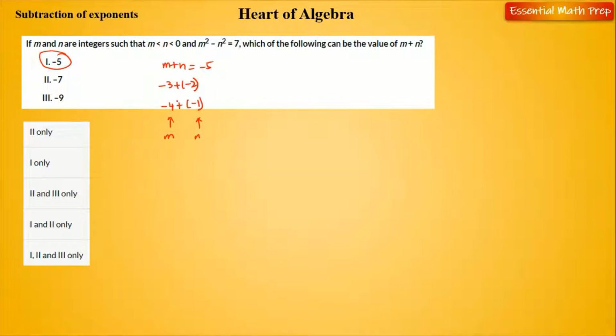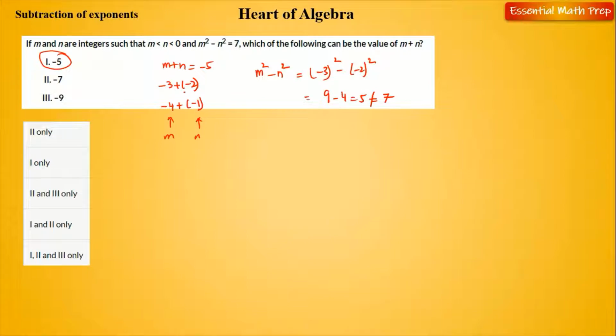So if this were m, m squared minus n squared would be -3 squared minus -2 squared, which is 9 minus 4, which is 5, which is not equal to 7, right? So m plus n cannot be equal to -5.